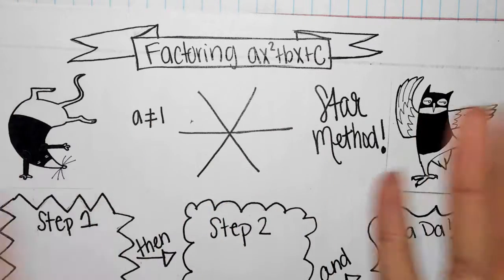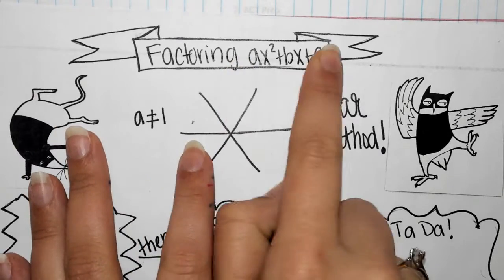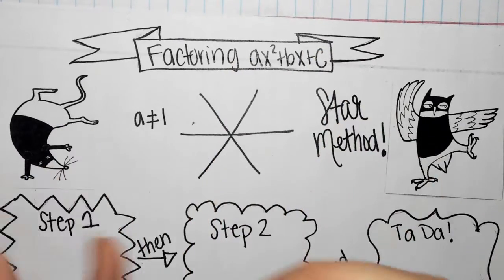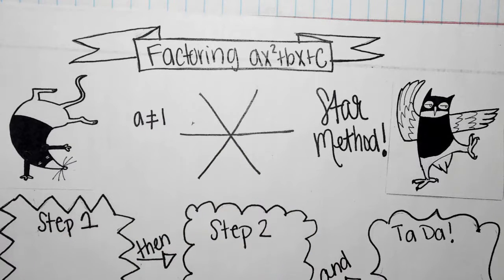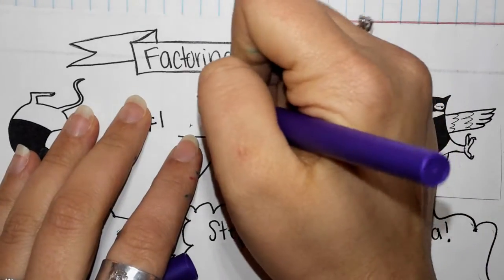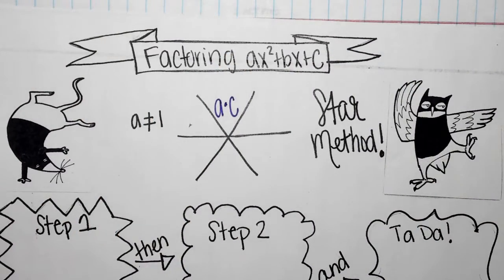Alright, so when you don't have a GCF, when you can't factor in the normal trinomial method, which is called the easy method, you use the star method. If there is an A out front and no GCF, we use the star method. You are going to do the same thing every single time. The first thing you do is multiply A times C, so that's what we're going to write in our star. And you're going to draw a star every single time to help you.